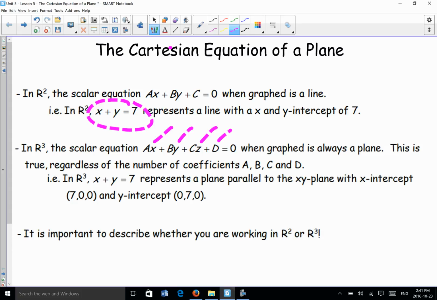It's always a plane. Now the challenge is you might not always have an a, b, c, and d value. For example, you could have something that looks exactly the same, x plus y equals 7. In R2, that was a line. In R3, it's going to be a plane, even though the equation looks exactly the same. So you have to actually stop and think, is this question talking about R2 or R3? Because it does make a difference on how you approach the question, lines versus planes.